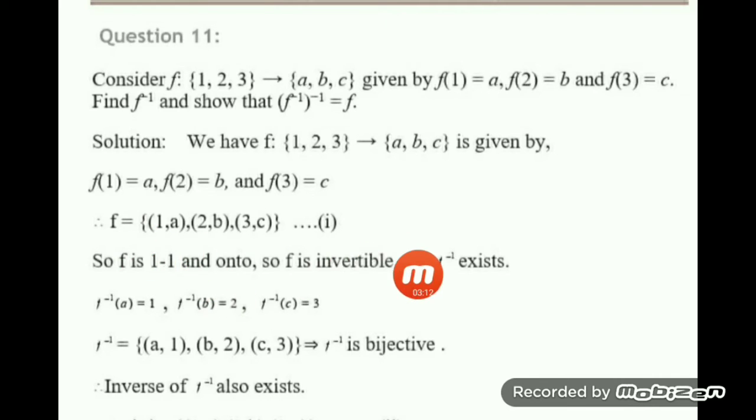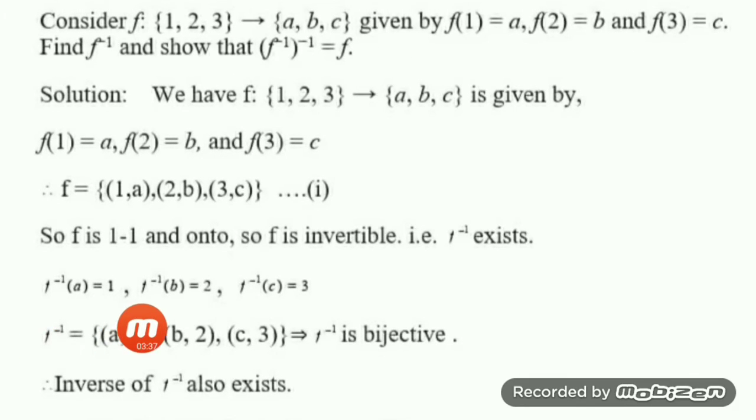Now if f inverse exists, we can write down the function f inverse. How to write this? If f(x) = y, then we can write x = f inverse of y. So if f(1) = a, then 1 = f inverse of a. That's why I'm writing here f inverse of a is equal to 1. Again, f inverse of b is equal to 2 and f inverse of c is equal to 3. So under the rule f inverse, a is related with 1, b with 2, and c with 3. So f inverse will contain the ordered pairs (a, 1), (b, 2) and (c, 3).